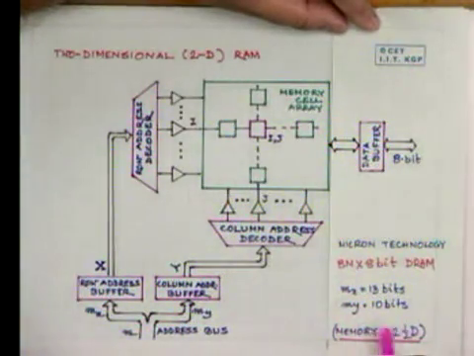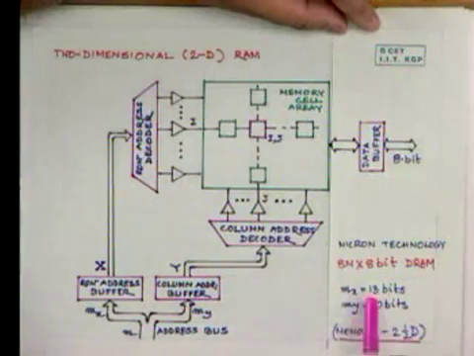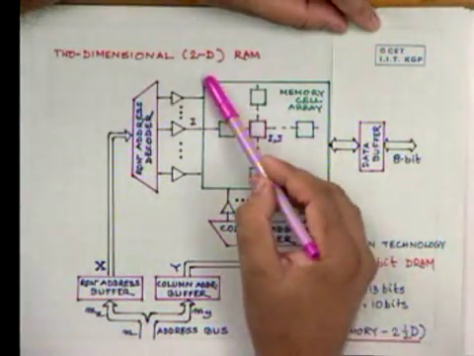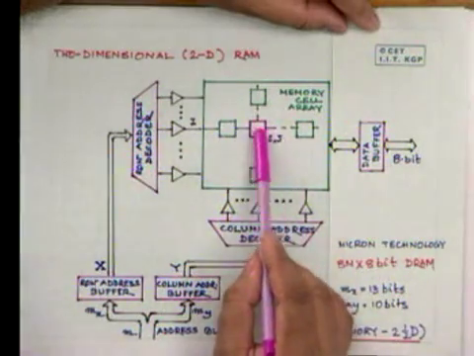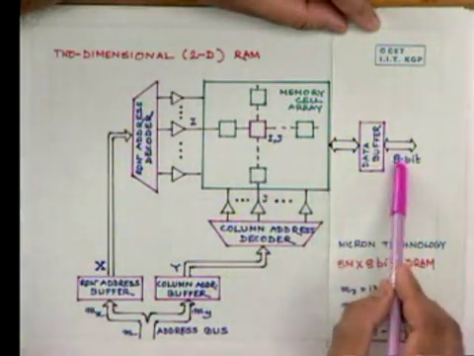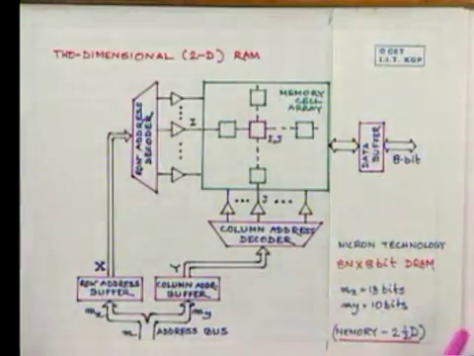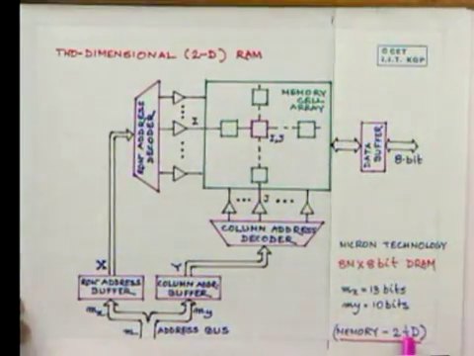Such an organization we call 2.5D. It's not 3D because we are not talking about a third dimension here. In 2 dimensions, we are activating 8 cells simultaneously to come to this 8 bit. This is our 2.5D organization.